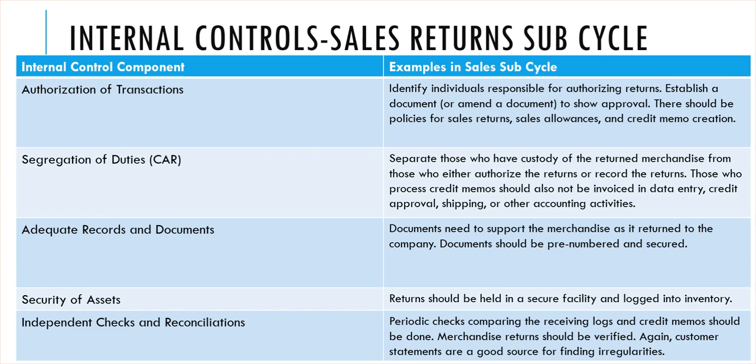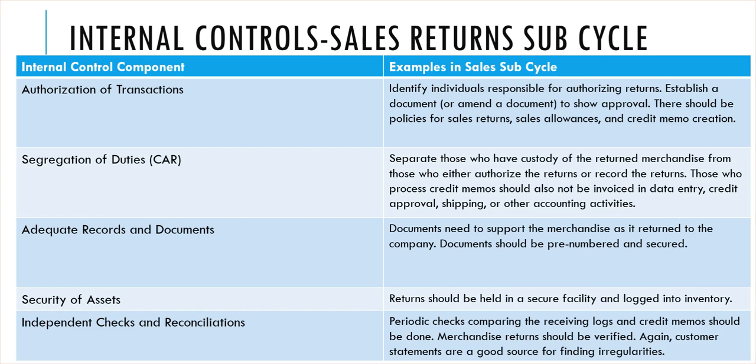Independent checks and reconciliation. The receiving logs are going to be compared to the credit memo. Merchandise returns need to be verified. And a good way of finding out that things are in order is by having a dispute line, a way for a customer to call in and say, I should have gotten credit on my account because I returned this item and I have some proof that I returned it, and it's not showing up on my account. So the customer statements that are being mailed out to customers, and the customer sees a dispute, that's a good way to find that there's a problem.